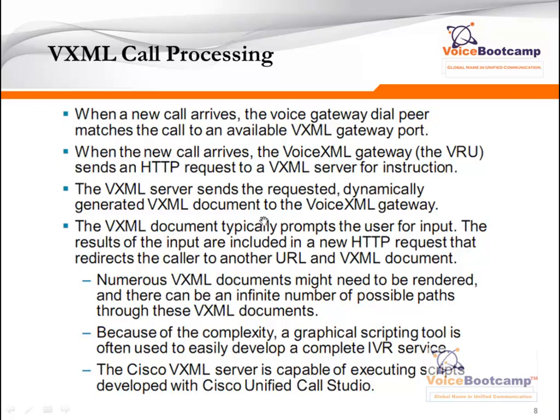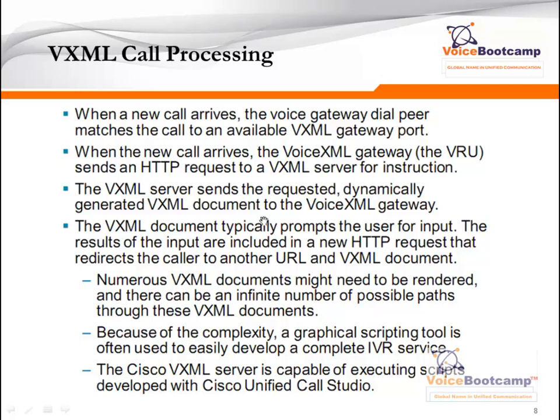The VXML server will receive the request, dynamically generate a VXML document, and send it back to the VXML gateway. The VXML document typically prompts the user for input, such as press 1 for sales, press 2 for support. The result of the input is then included in the new HTTP request that redirects the caller to another URL on a VXML document. Numerous VXML documents might be used to render a particular service.